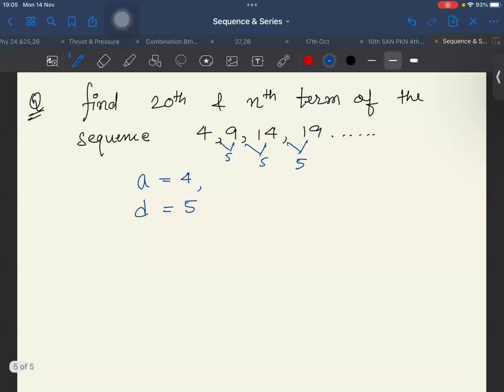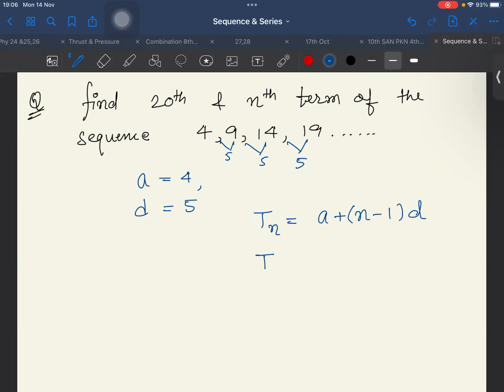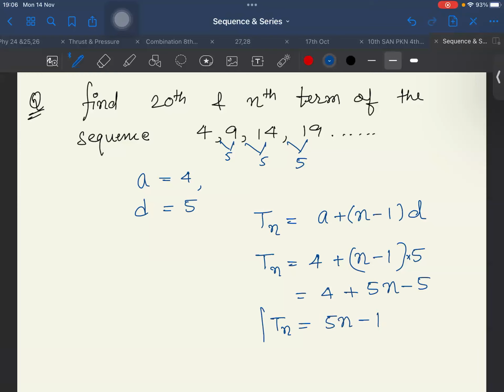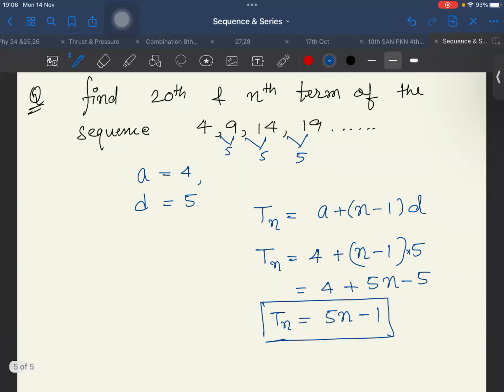Now you can write the nth term. Tn is equal to, we know, a plus n minus 1 times d, right? Now you have to find Tn. a is 4 plus n minus 1, we don't need to substitute n, and the d value is 5, multiplied by 5. So this will be equal to 4 plus 5n minus 5. Tn will be equal to 5n minus 1. So this is your nth term.